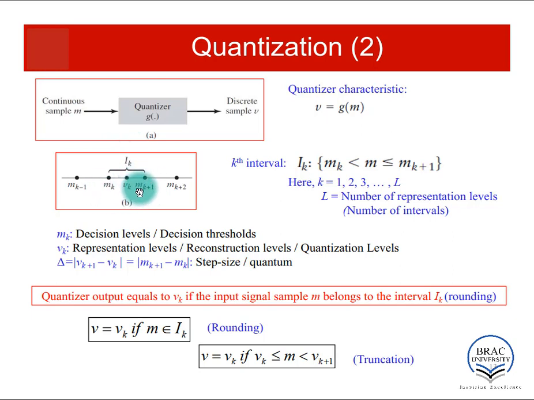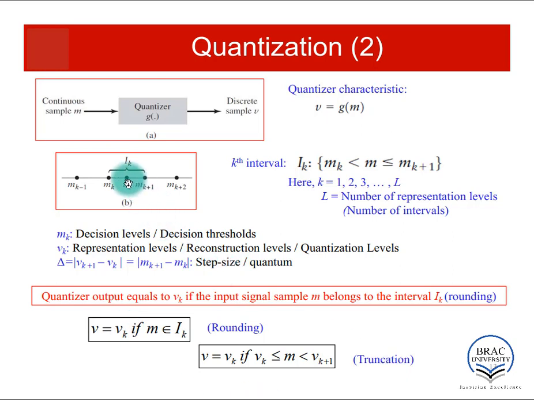m_k and m_k plus 1, or in other words, if a sample lies in this I_k, then we will quantize it to v_k. You can see here, v equals v_k, where v is the quantized sample, if our non-quantized or continuous sample m lies in I_k. Let's say this is I_k plus 1. So if our continuous sample lay in I_k plus 1, we would quantize it to v_k plus 1. That's what rounding is. And truncation is very straightforward.